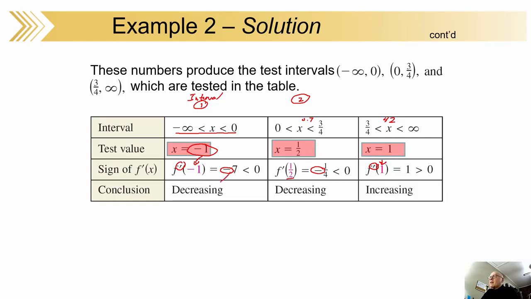Where it's negative, that means the function itself, not the derivative, the function itself is decreasing. Negative here means the function itself is decreasing. Positive here means the function itself is increasing. I think I've said enough about that.